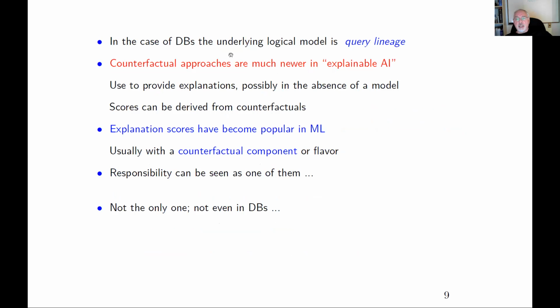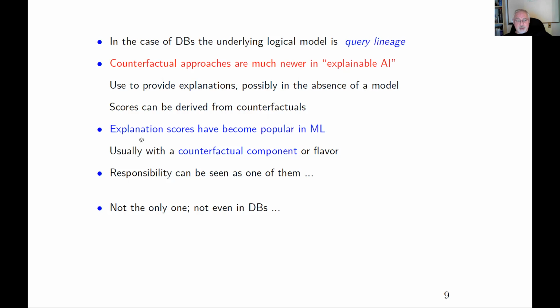So in the case of databases, you may ask, where is the model? Well, it's very simple. The underlying logical model in this case is a query lineage. We can see counterfactual approaches as something much newer, appearing in particular in explainable AI, newer in some sense than, say, model-based diagnosis. Counterfactual approaches are used to provide explanations, possibly in the absence of a model. That is also interesting, and we're going to see something about that. But the score can be derived from counterfactuals as well. So we are going to see examples of this.